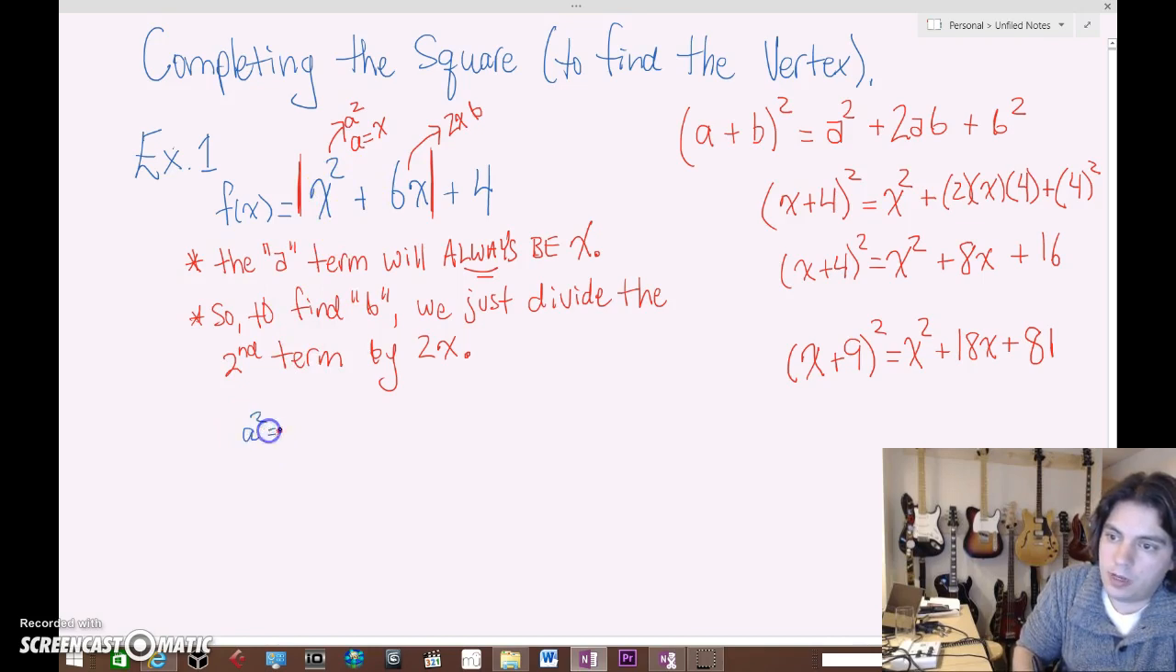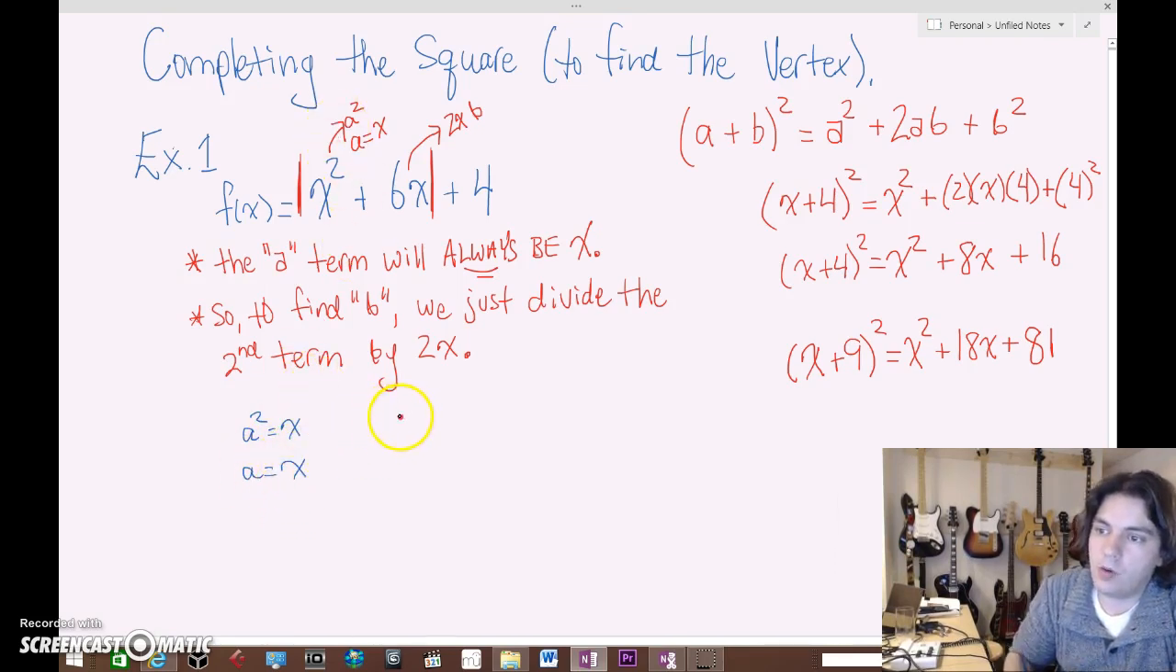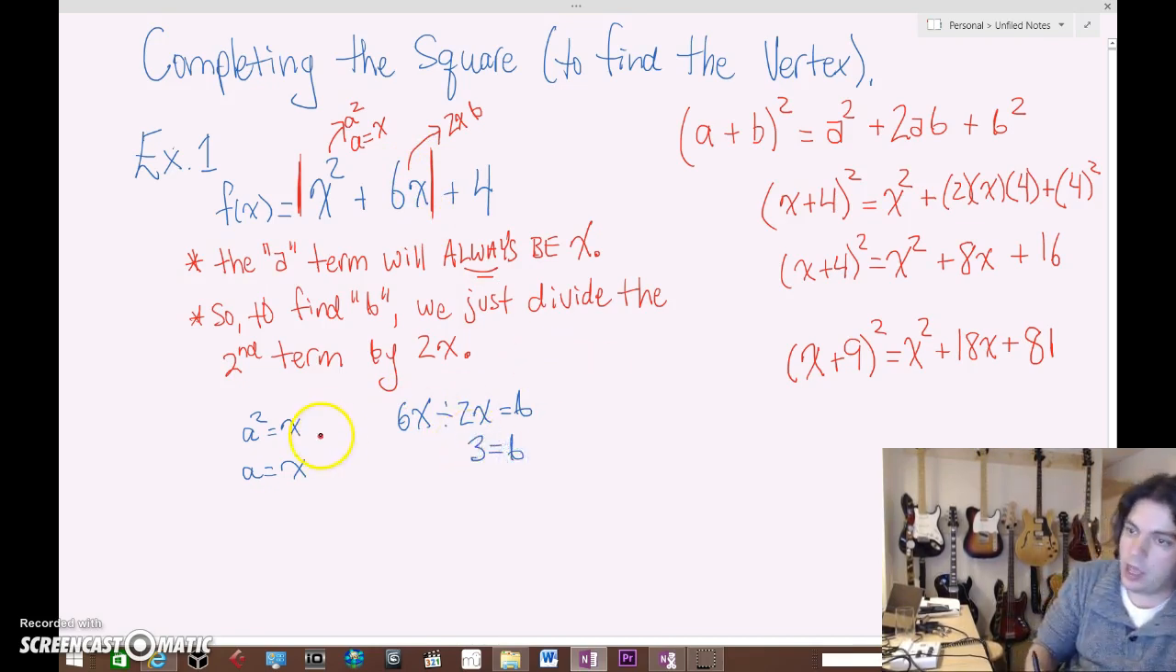a squared equals x, therefore a is equal to x. That's the easy one. A will always be equal to x. But the next thing to know is that 6x divided by 2x will equal b. We can always find the b term by dividing the middle term by 2x. And 6x divided by 2x is just 3. So b equals 3. Once we know that, we're going to rewrite this adding in the last term, the b squared term.